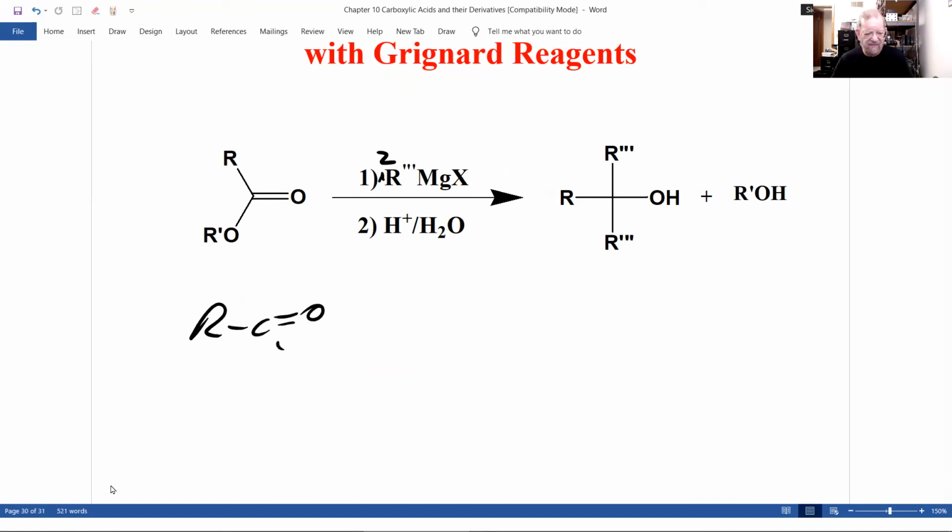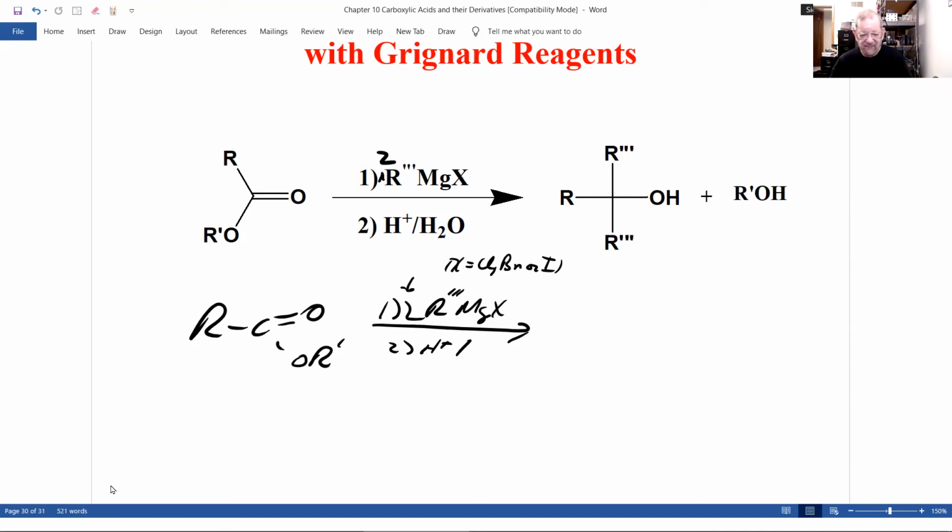Ester reacting with not 1, but two Grignard reagents. Remember, X can be chlorine, bromine, or iodide. And second step, you add acid and water.